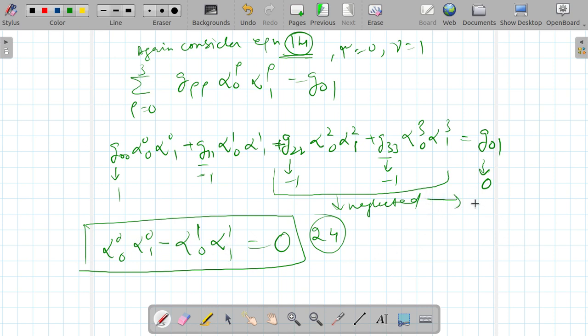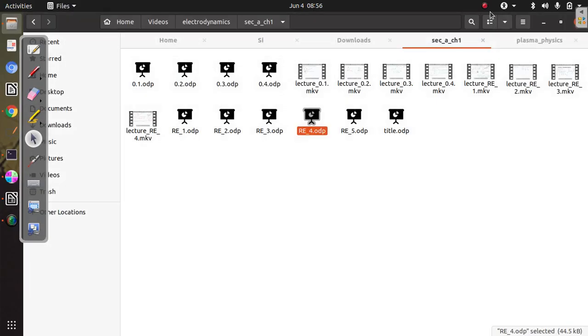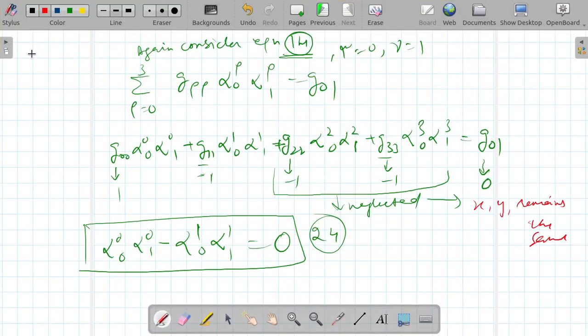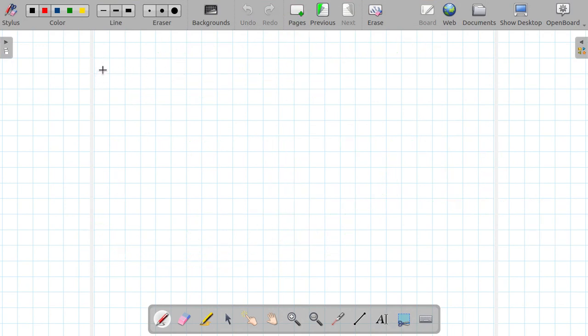This is neglected because x and y remain the same. x and y remain the same. Now let us compare equation number 21 and 23.